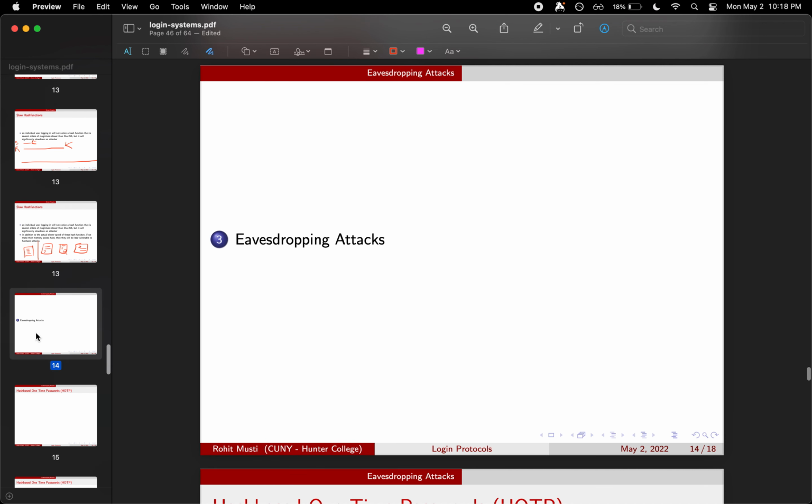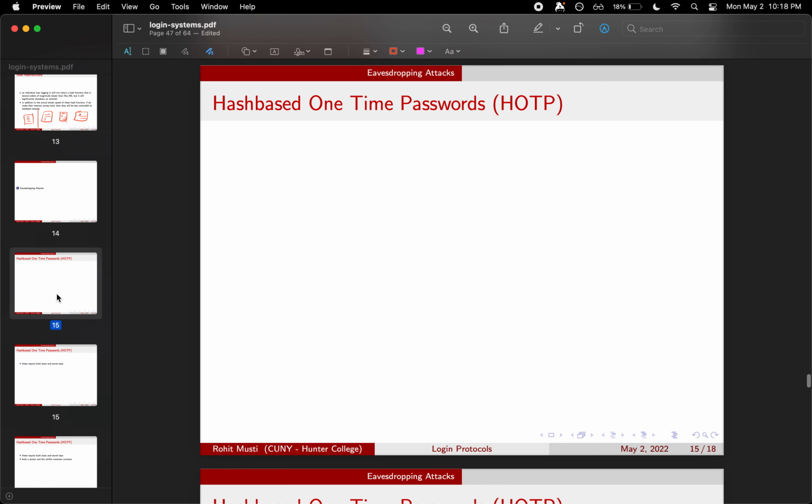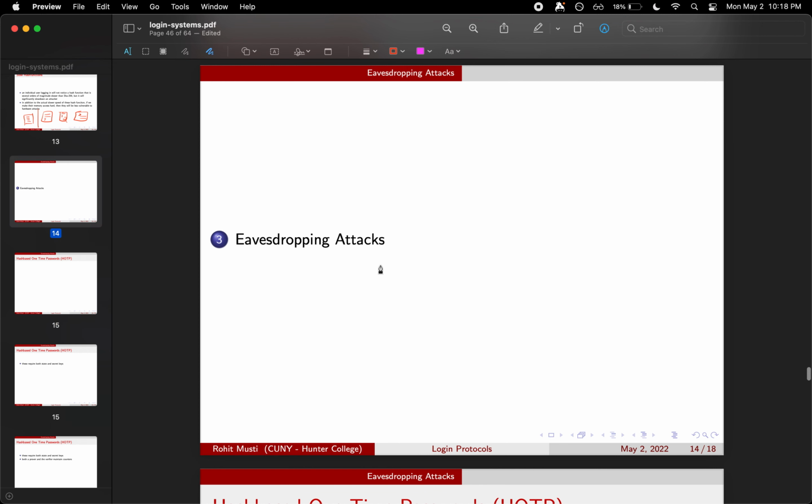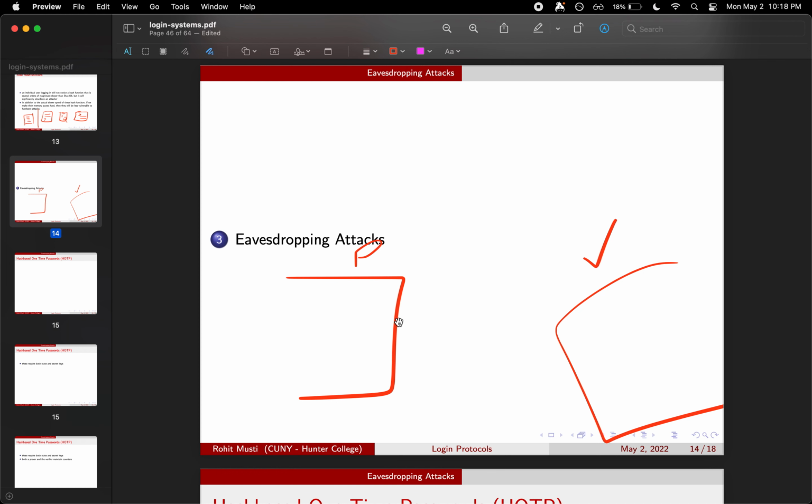Okay, great. Now we're talking about eavesdropping attacks. So quickly on eavesdropping attacks, this is where you have the prover and the verifier. Prover sends data, right? Verifier sends data back. And the eavesdropper is monitoring this conversation.